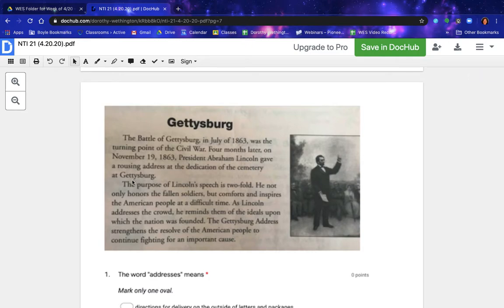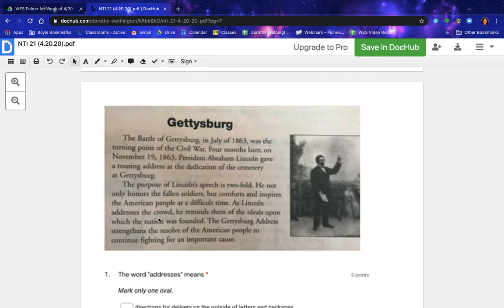Gettysburg. The Battle of Gettysburg in July of 1863 was the turning point of the Civil War. 4 months later, on November 19, 1863, President Abraham Lincoln gave a rousing address at the dedication of the cemetery at Gettysburg. The purpose of Lincoln's speech is twofold. He not only honors the fallen soldiers, but comforts and inspires the American people at a difficult time.